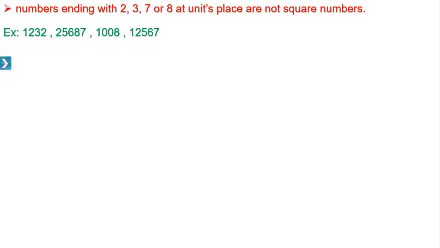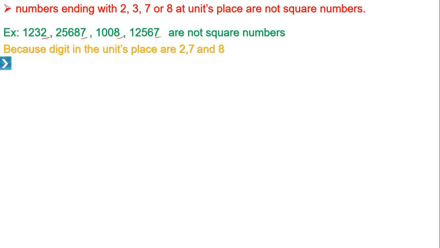See here, 1232, 25,687, 1008, 12,567. Look at the digit in the units place. 2, 7, 8 and 7 are the digits in the units place. So we can say these are not square numbers because the digits in the units place are 2, 7 and 8. If 2, 3, 7 or 8 is in the units place, then they are not square numbers.